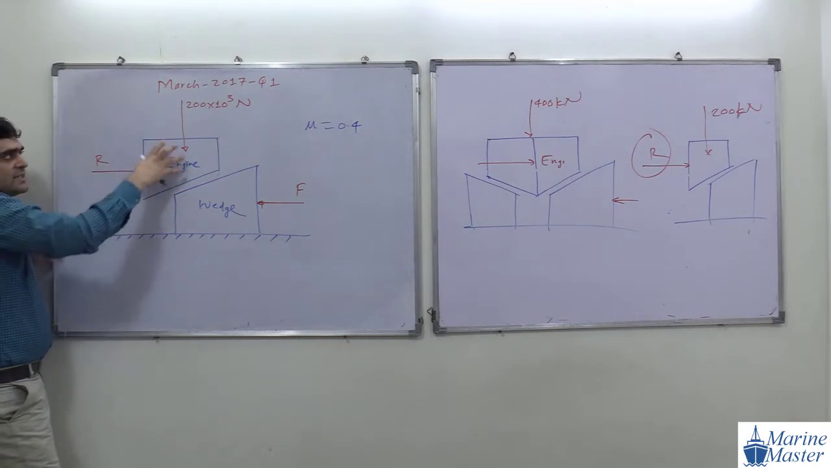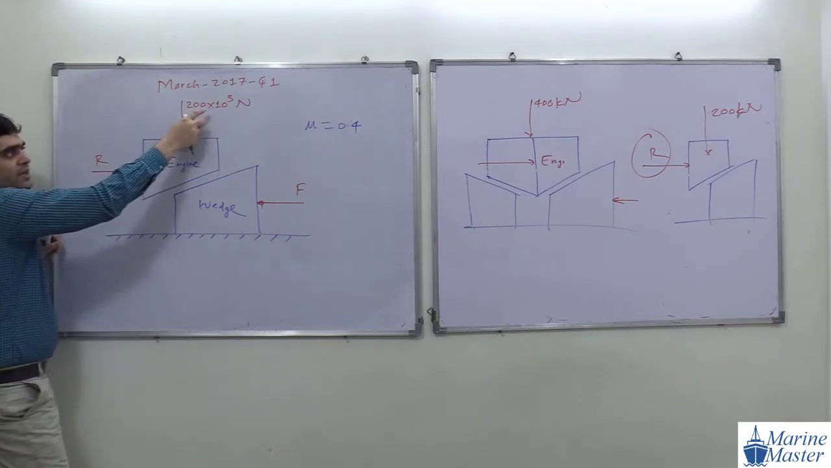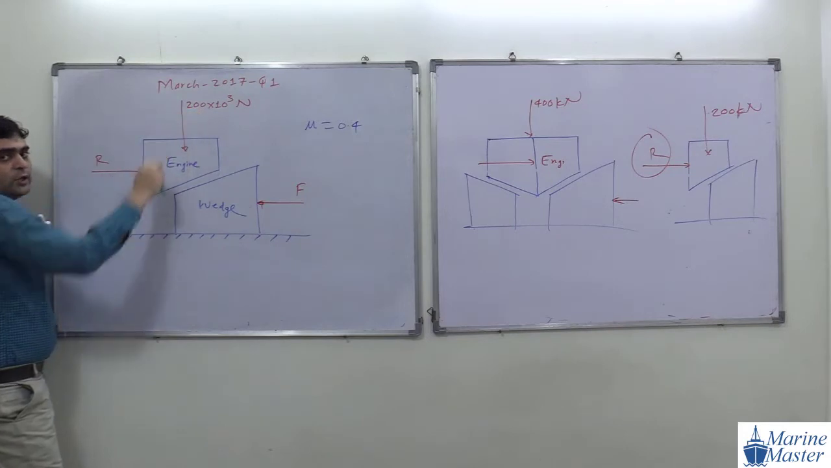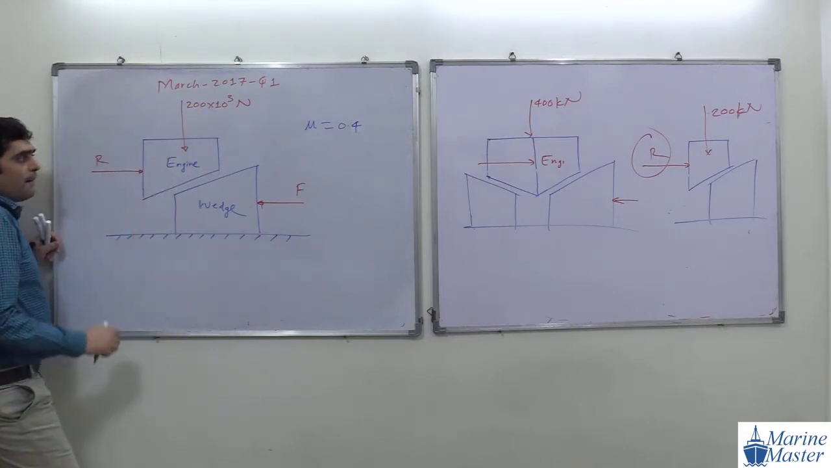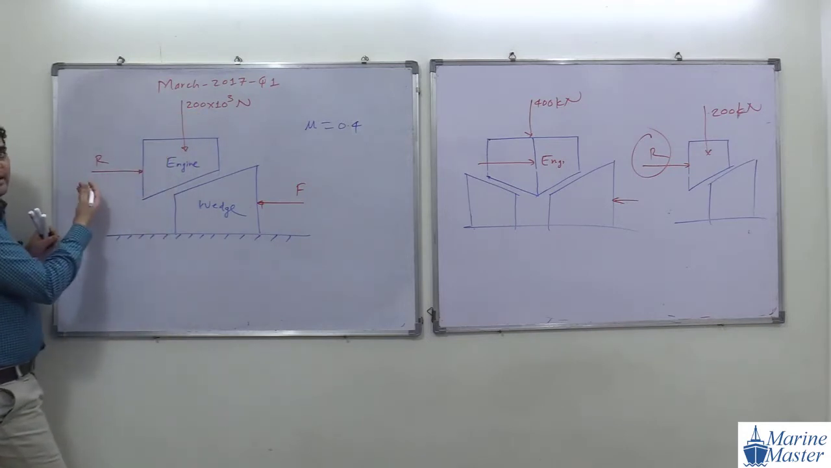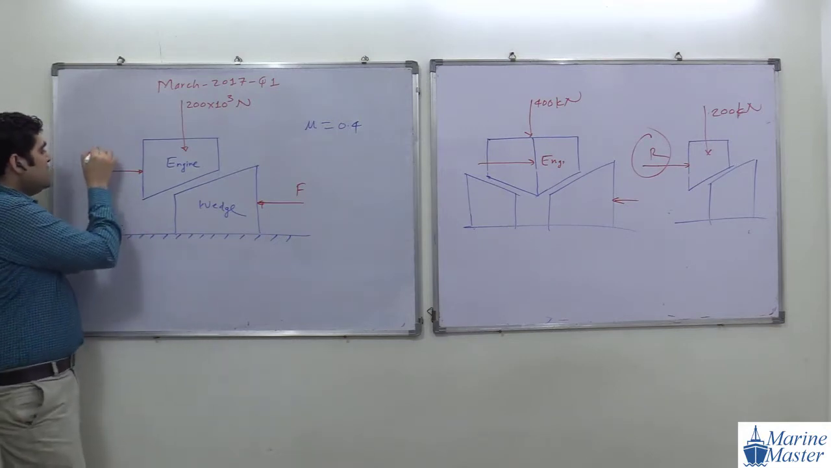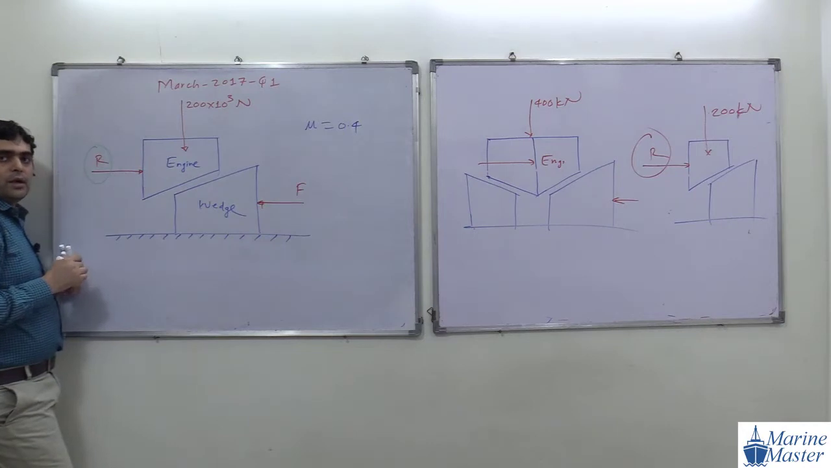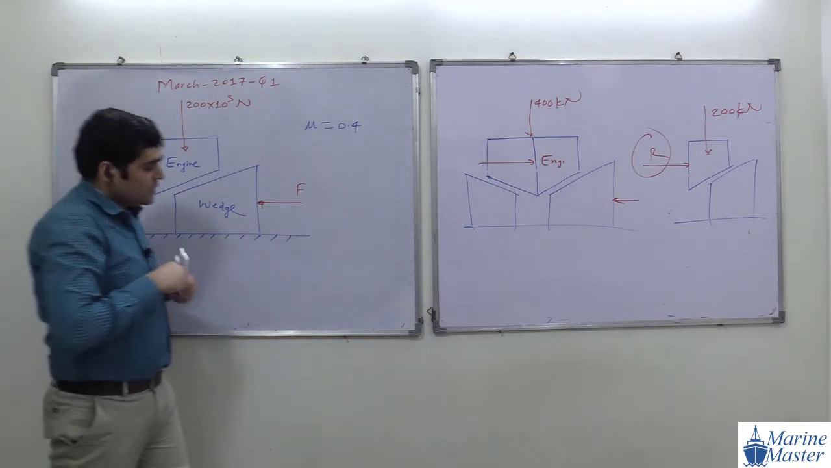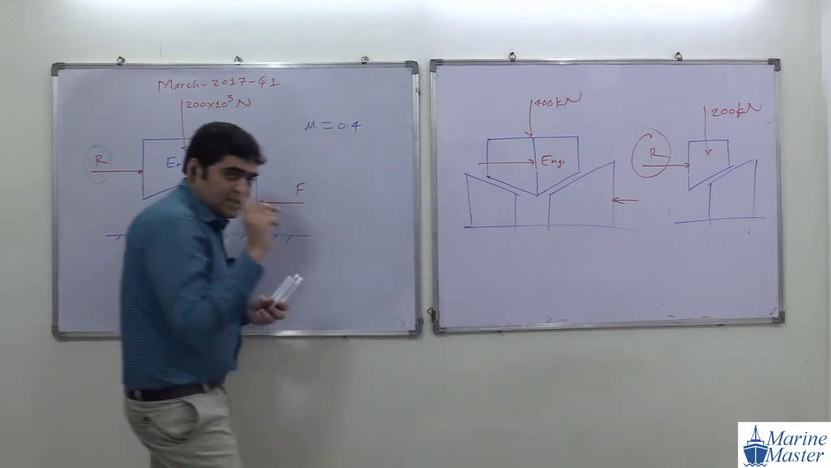Here we are discussing only this 200 kilonewton. But there is another part also. There are n number of wedges, because here the discussion is only about one wedge. Any doubt in this R? Okay, good.